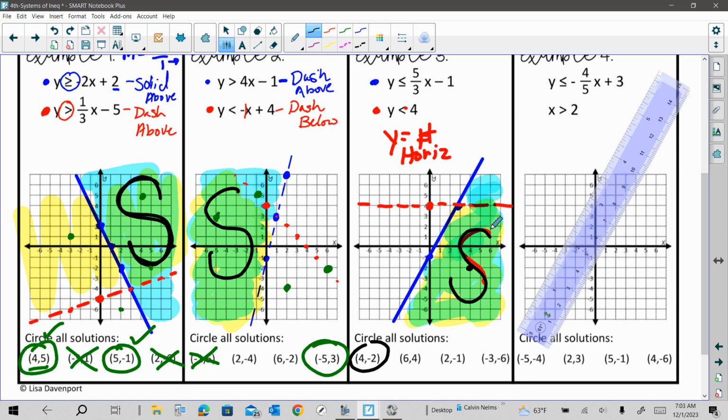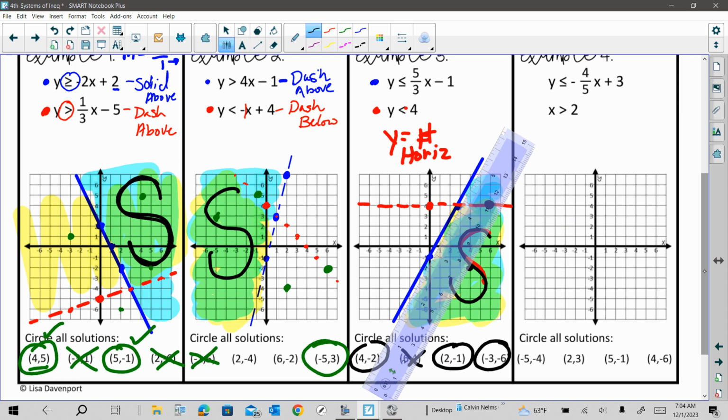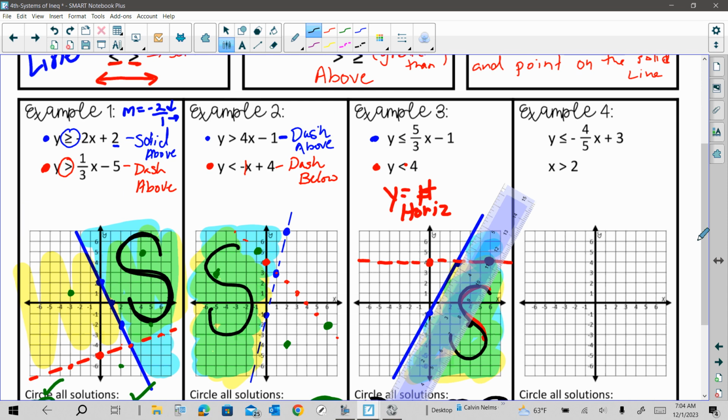Where's my 6? And then 4, no, it's on the dotted line, so that doesn't work. And then 2, -1, that does work. And this also works. All right. And then our last one here, we also have slope-intercept form for the first one.